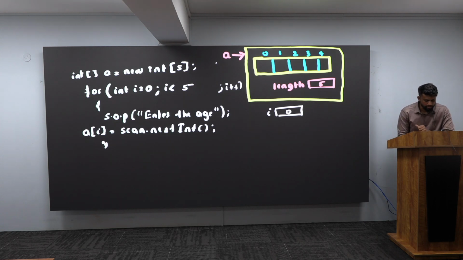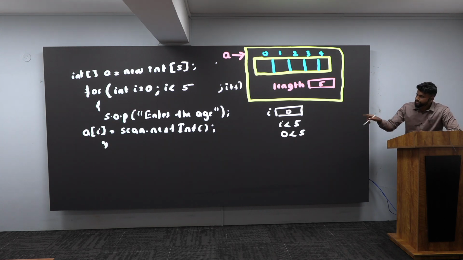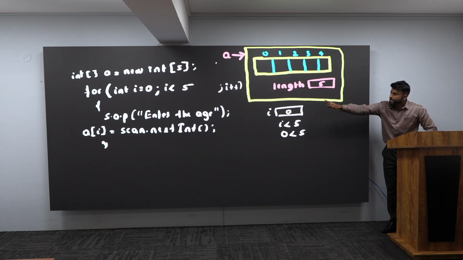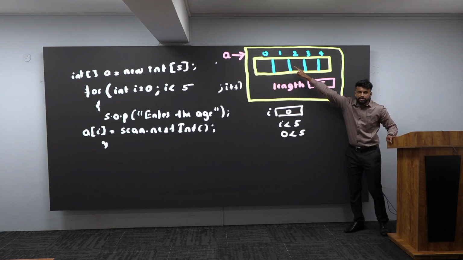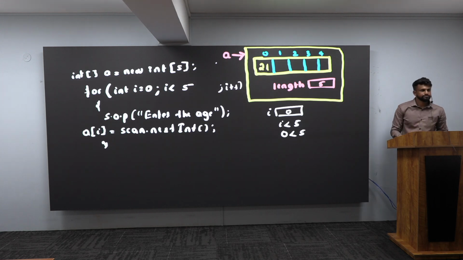So now it will come here and check the condition. Is I less than 5? What is I? 0 less than 5. True or false? True. True means it will enter. Looking at this, I will enter. Scan dot next int. Where are you storing it? A of I. What is the value of I? 0. A of 0. Where is 0? 0 is here. Some value, maybe 21, will come and sit here.